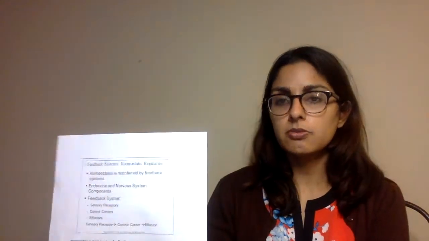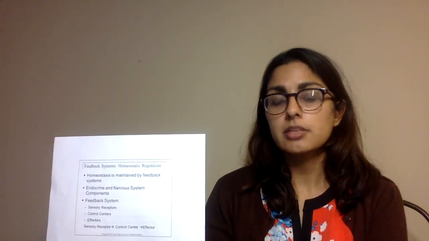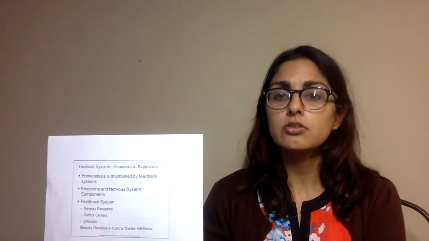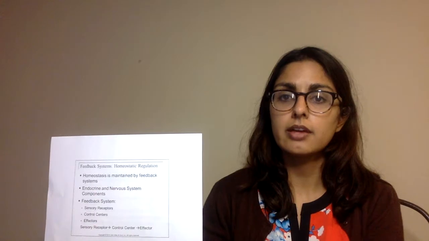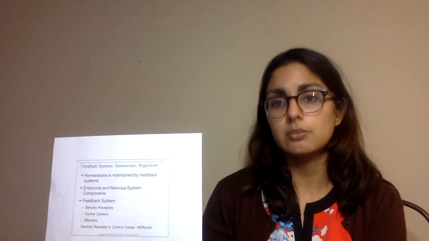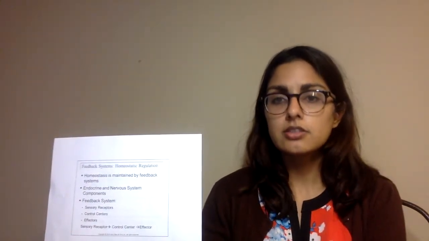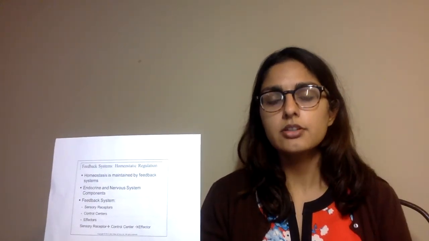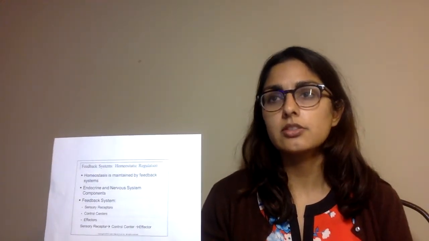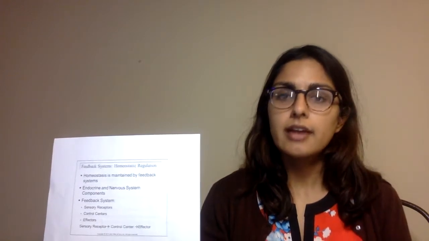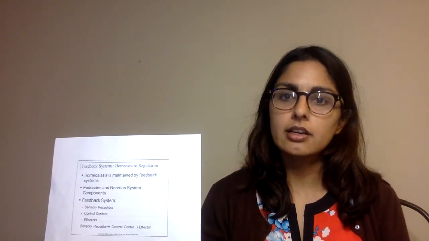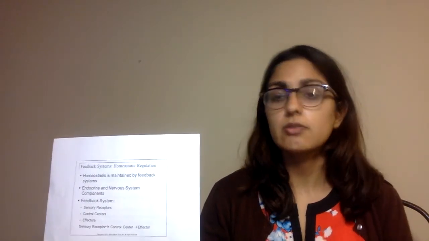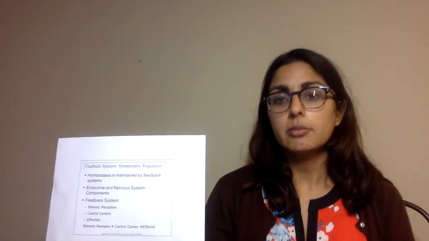So as I mentioned before, homeostasis is maintained by feedback systems, and it's usually under two different systems that exert their influence on this feedback system: the endocrine system and the neuronal system. So the endocrine system releases hormones into the bloodstream, and it's a little bit slower acting, but it has a long-term effect. So their effects are long-lasting in the body.